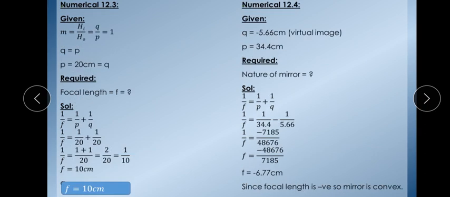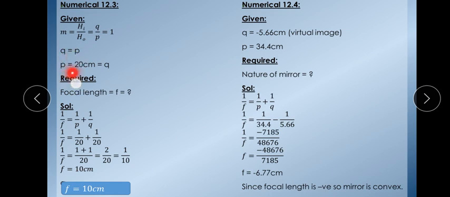Students, for solving the numerical 12.3, the statement is: an object and its image in a concave mirror are of the same height yet inverted. When the object is 20 centimeter from the mirror, what is the focal length of the mirror? As we know, m is equal to h_i over h_o, which is equal to q by p, which is equal to 1.